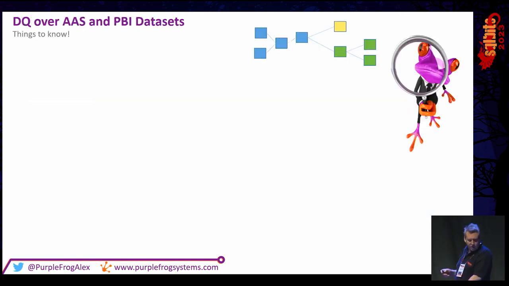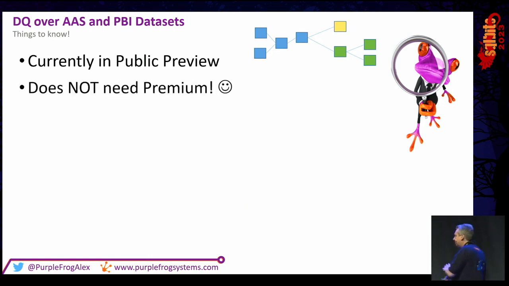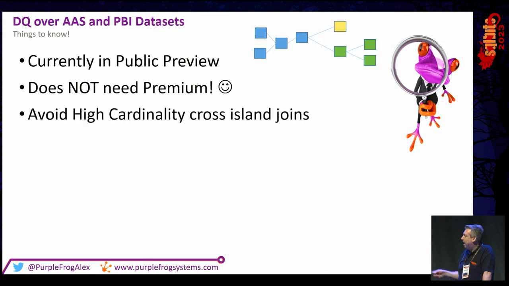Right, so things to know about. As I mentioned, it's currently in preview, so use that advice carefully. It does not need premium. A really cool feature that's available to pro users. Who'd have thought it? It works with any data, any workspaces, regardless. I mentioned the high cardinality cross-island joins. Do be careful of that. It is a gotcha, and it can limit the functionality of this, especially if end users are doing it who don't understand the difference between 100 rows and 1 million rows.